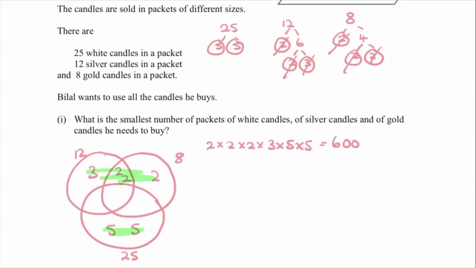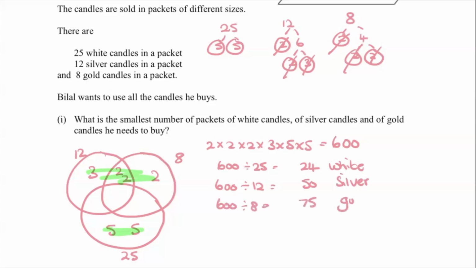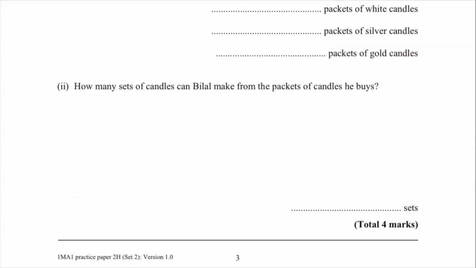Now, I've got to work out how many packets. So I'm just going to divide through. There's 25 white candles in a packet. So 600 divided by 25 means we need 24 white. 600 divided by 12 gives me 50. So we need 50 silver. And 600 divided by 8 is 75. So 75 gold. Okay, so how many sets of candles can we make from these packets?